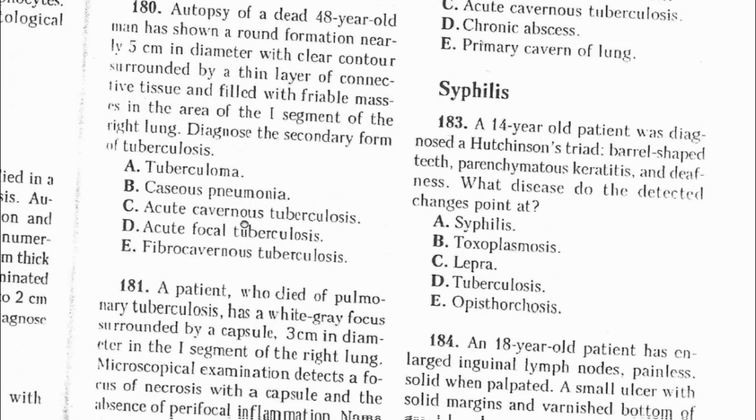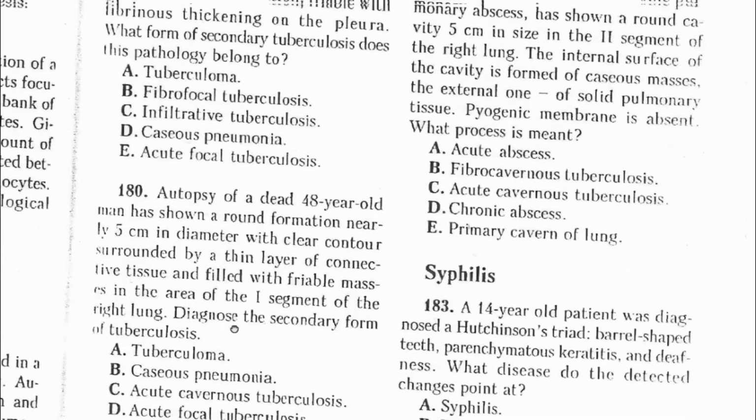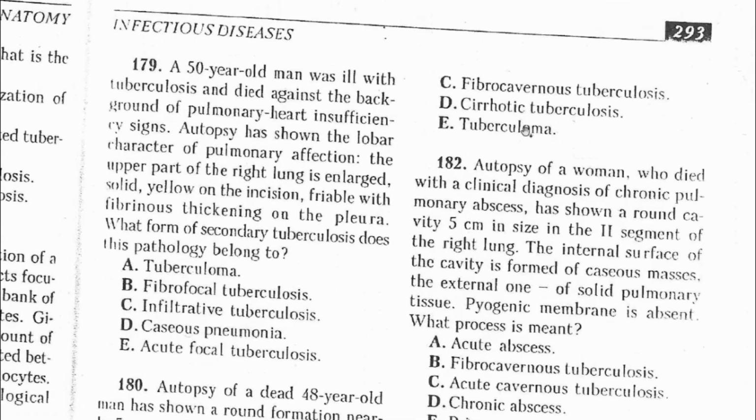81. A patient who died of pulmonary tuberculosis has a white-gray focus surrounded by a capsule, that's fibrous tissue. Microscopic examination detects a focus of necrosis with a capsule and the absence of perifocal inflammation. This is definitely tuberculoma. So what's your answer? 81 should be A.